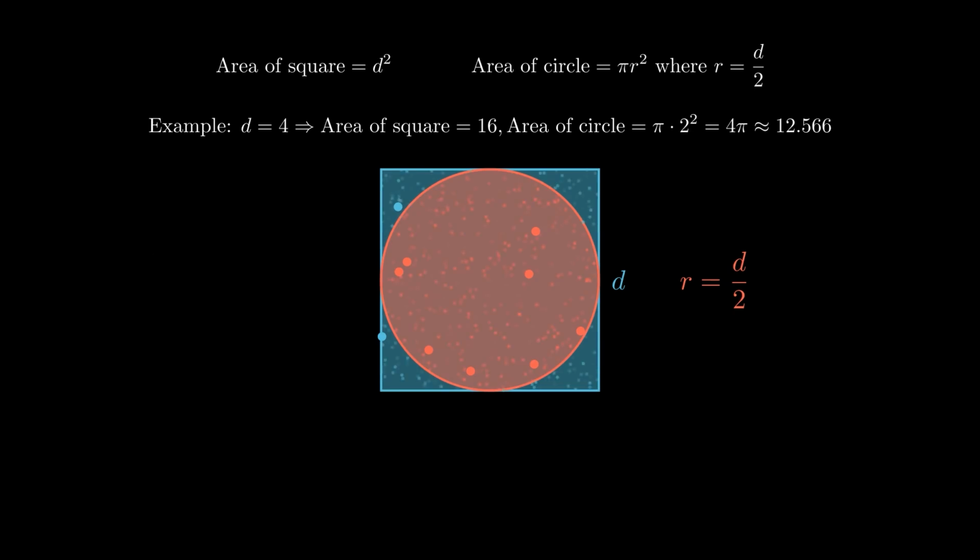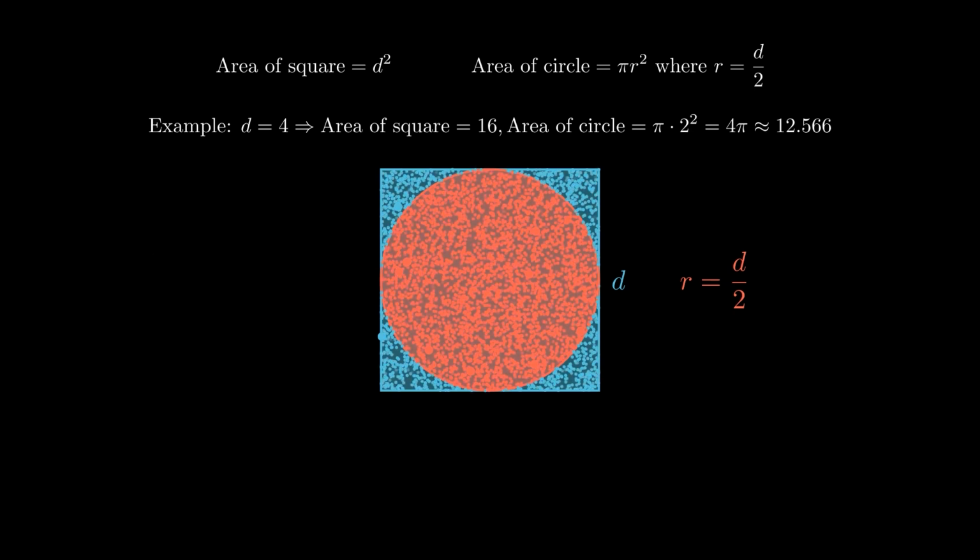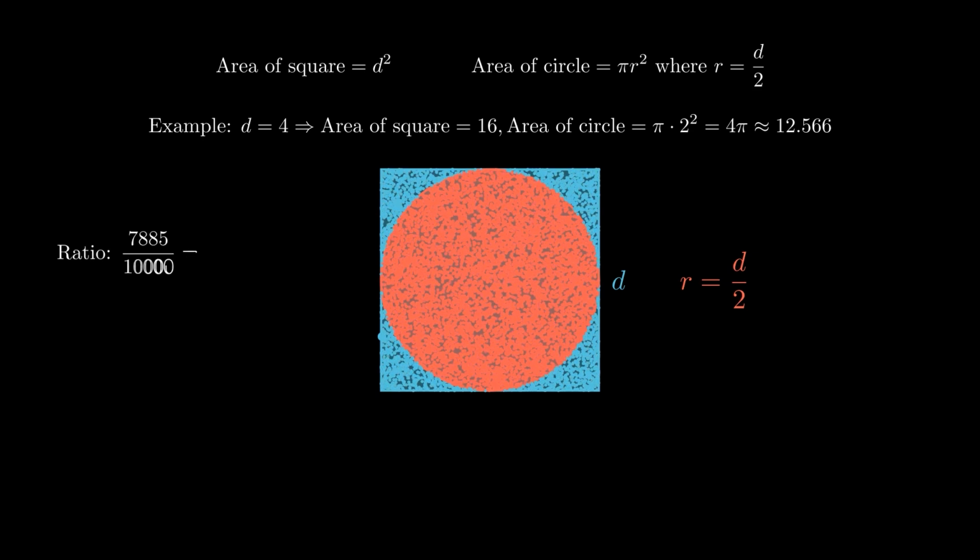Not bad, but when we increase the number of samples from 10 to 10,000, things will improve noticeably. Our ratio gives us an estimated area of 12.616, less than 1/20th off of the actual area. This might seem very useless, as we can easily calculate the area of a circle.